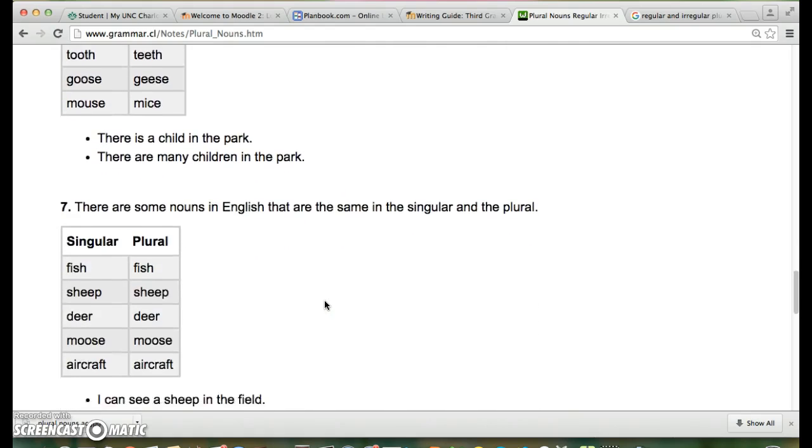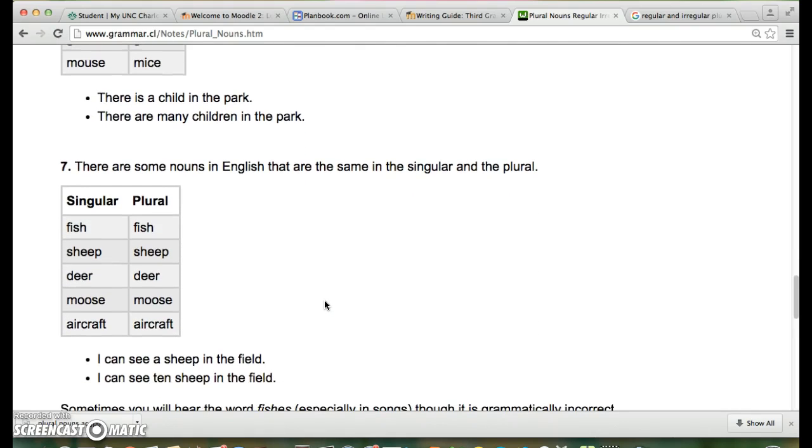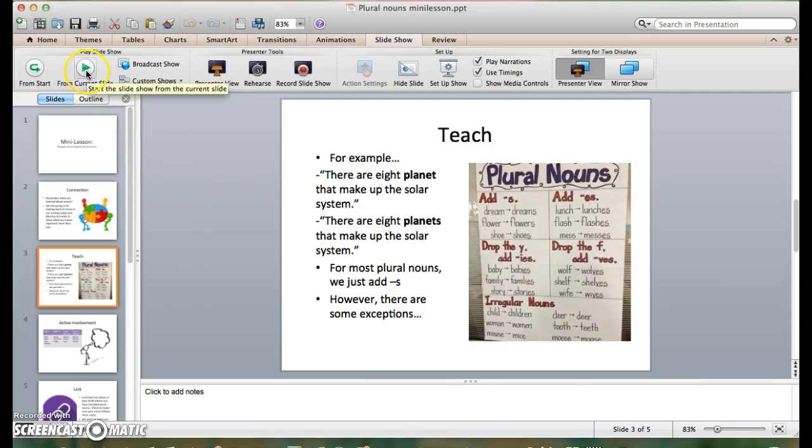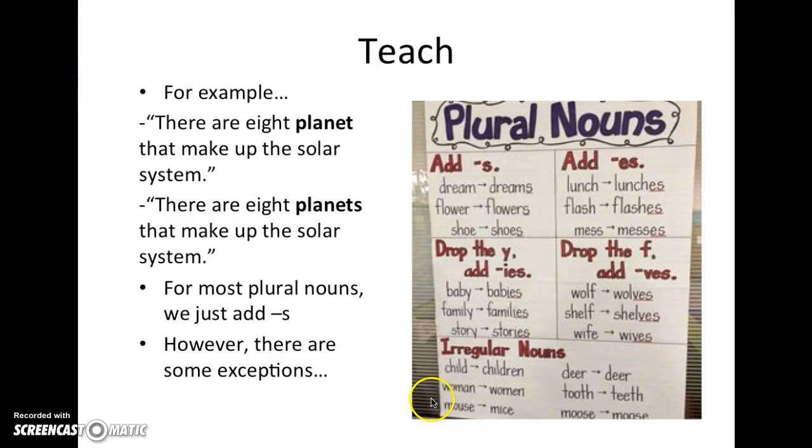So these are some that we kind of just have to memorize and learn the irregular plurals for. And then there are some that are irregular because they stay the same in singular form and plural form, like fish and fish, sheep and sheep, deer and deer, moose and moose. So those can represent one or they can represent many, and they stay the same. Okay, so back to our chart over here. It represents what we just kind of talked about.